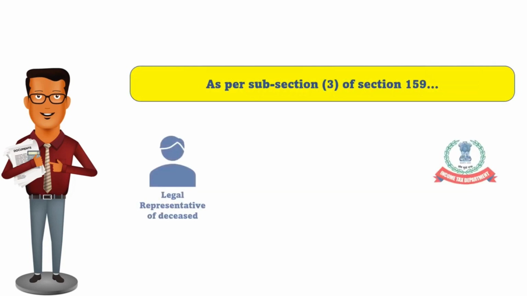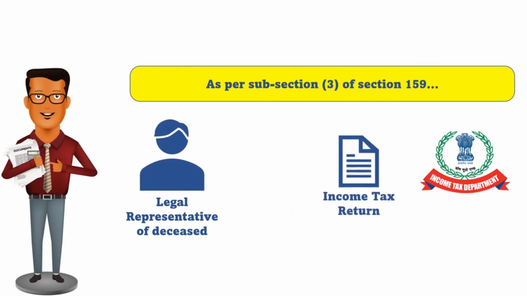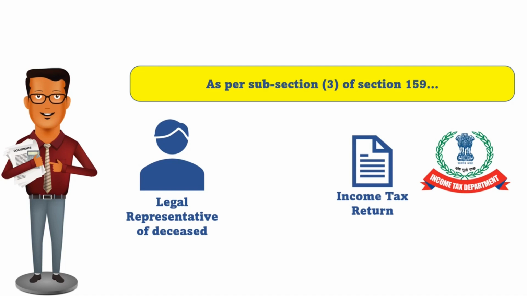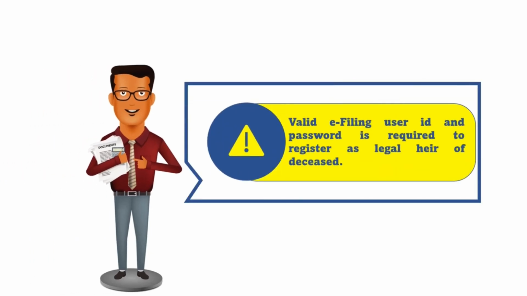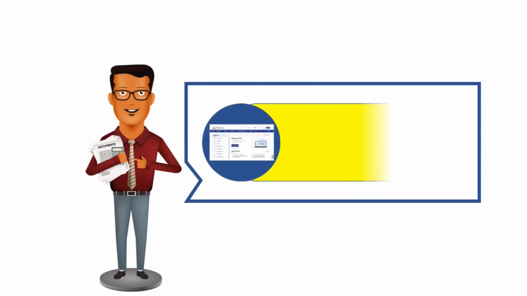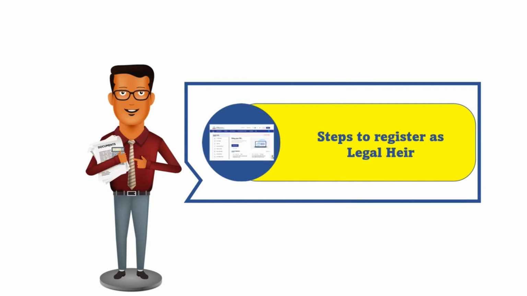Therefore, the legal representative or the legal heir is required to file an income tax return on behalf of the deceased for the income earned by the deceased, as a representative assessee of the deceased person. In order to register as a legal heir, you are required to have a valid e-filing user ID and password of your own.